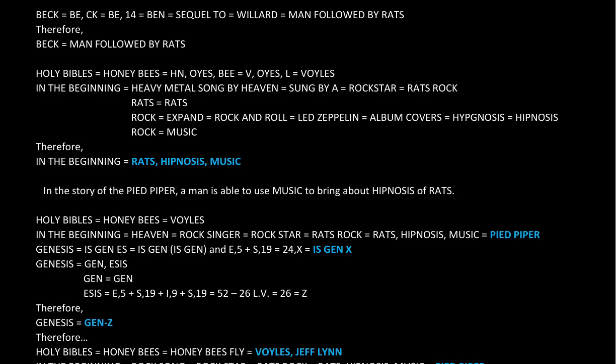Rock is a type of music. Therefore, in the beginning equals rats, hypnosis, music. In the story of the Pied Piper, a rat is able to use music to bring about hypnosis of rats.